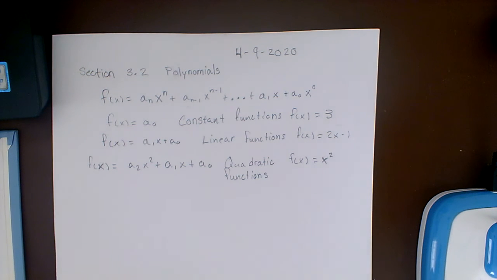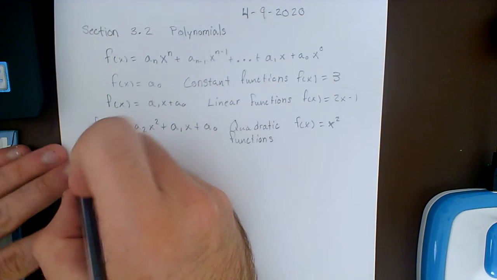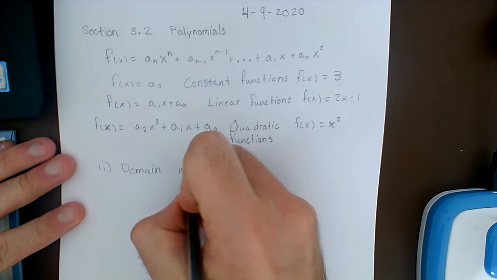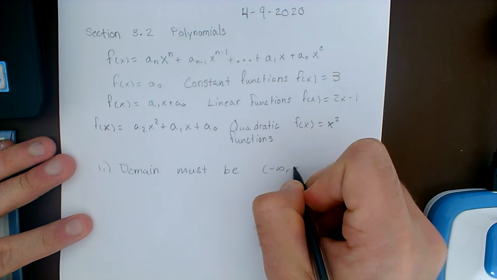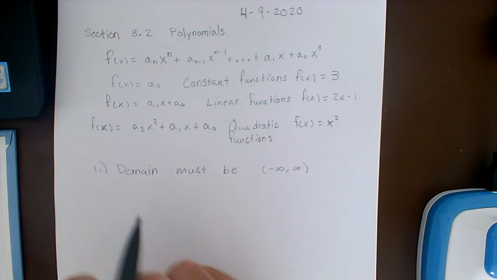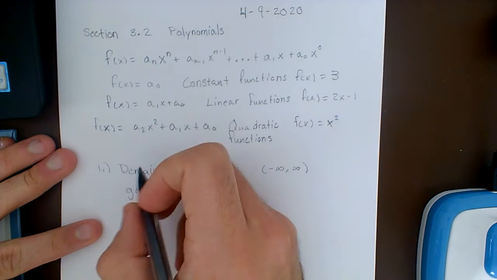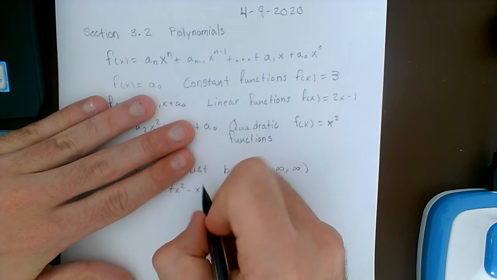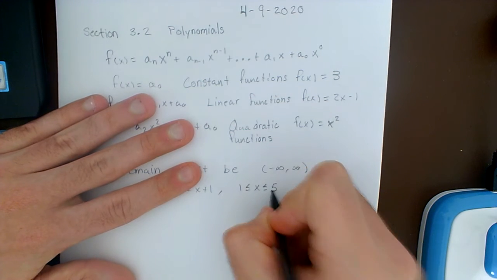In this book, you might see it defined differently, but one definition that they give of a polynomial is that its domain must be negative infinity to infinity. So that means that all real numbers should be included. So they give an example: g of x equals 7x squared minus x plus 1 on 1 less than or equal to x less than or equal to 5.